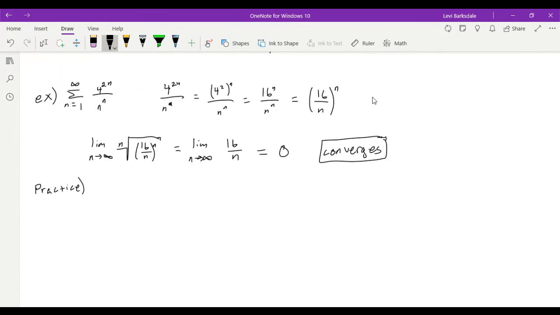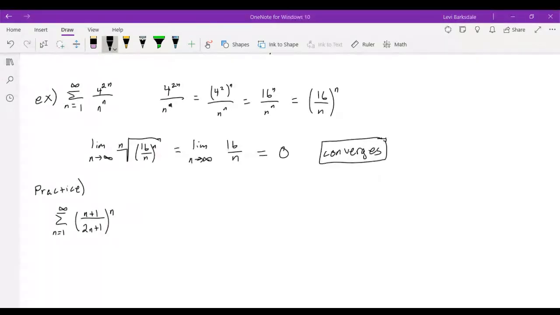Now let's go ahead and do a practice problem. Go ahead and apply the root test to see if that converges, and I'll give you a couple minutes to do so.